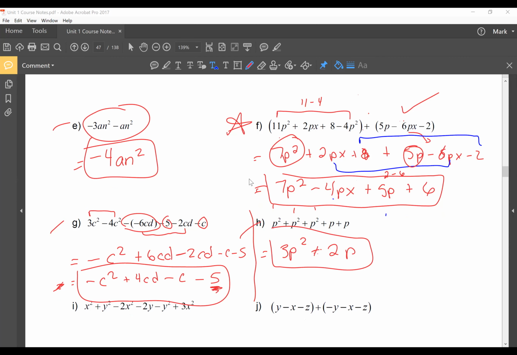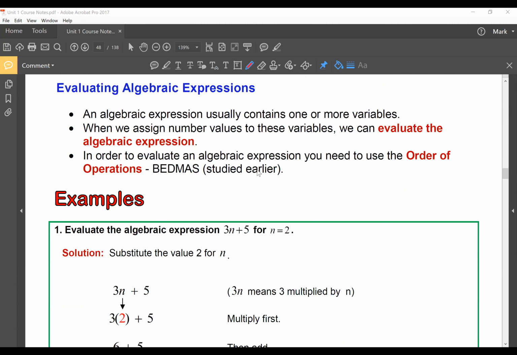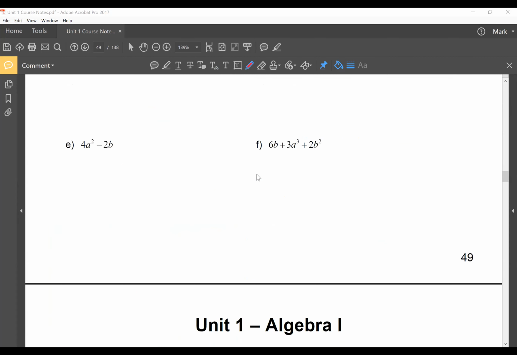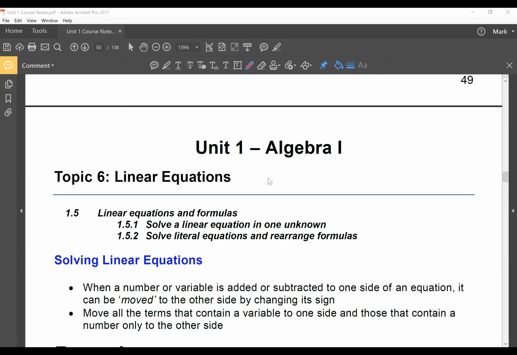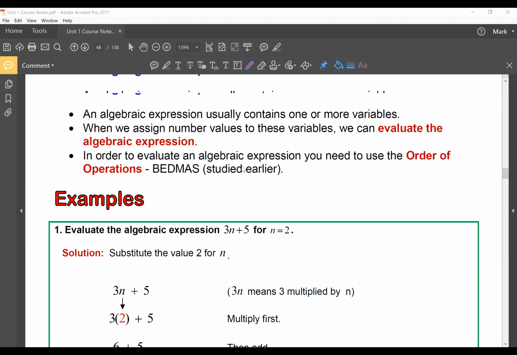All right, let's move on. So there's more practice here, a couple more practice questions. But now we're going to look at evaluating these. And then we'll get into topic 6. Exciting.